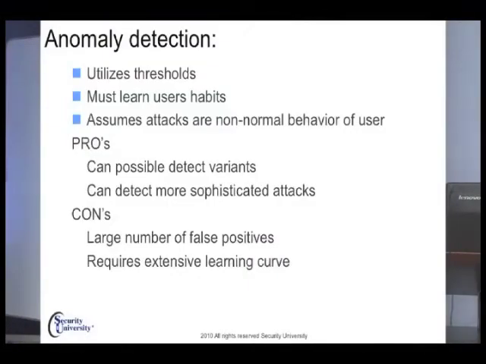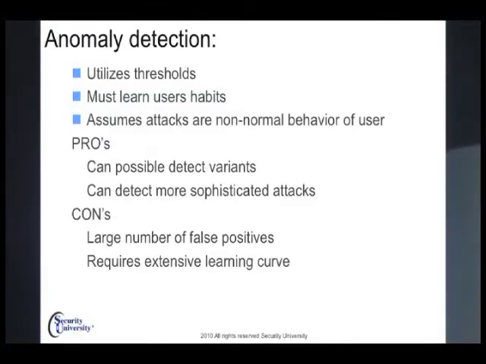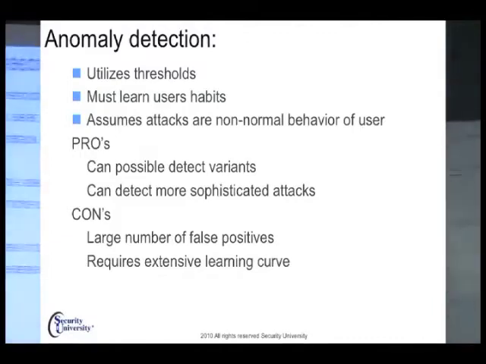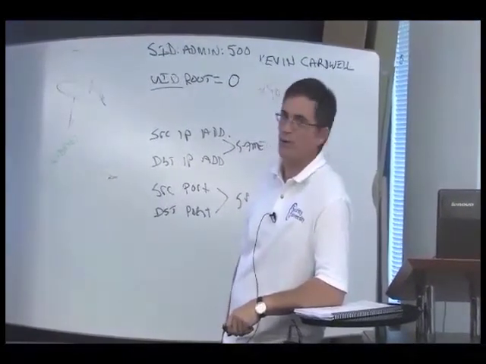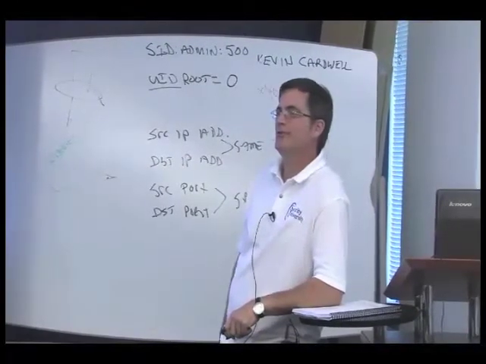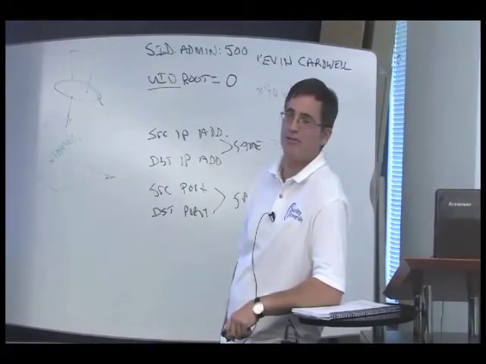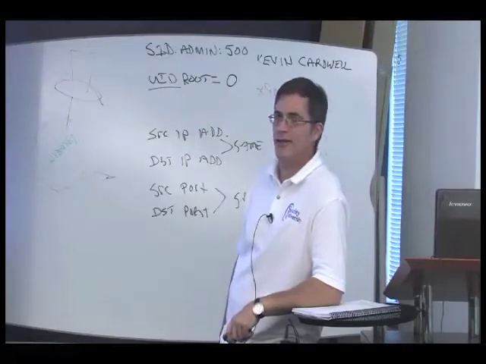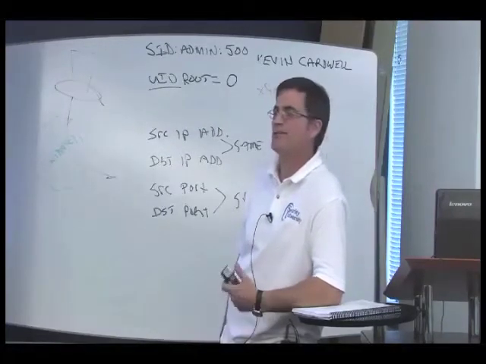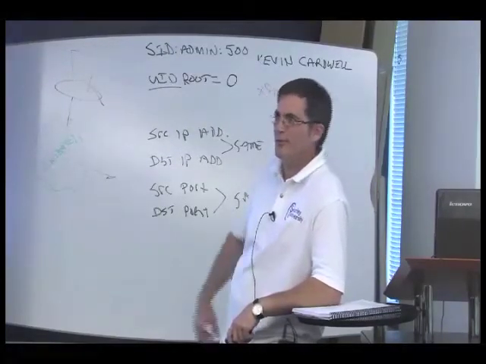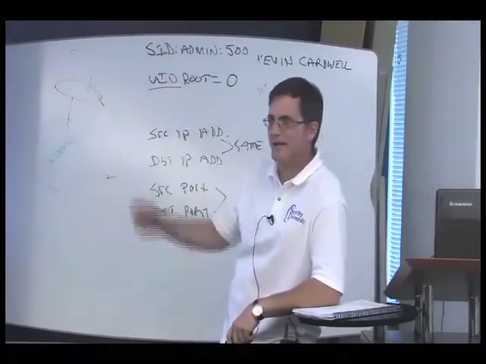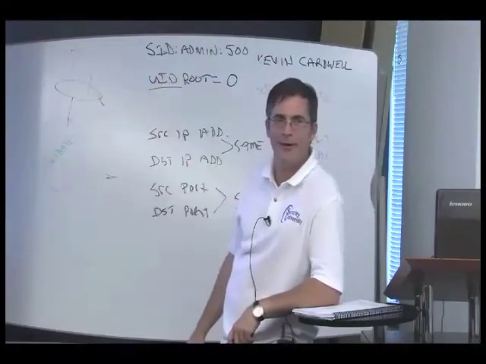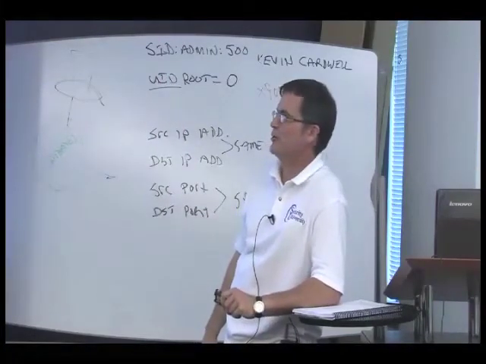Anomaly, thresholds, must learn users' habits. Problem is what? The user habits don't always stay the same. Exactly. I mean, how many of you use hotkeys? How many of you are hotkey persons when you copy something, Control-C, Control-V? How many people are mice people? They're going to go up, edit, copy, edit, all that type of stuff. How many people just right-click it, copy? Right? Users can do it all different ways.